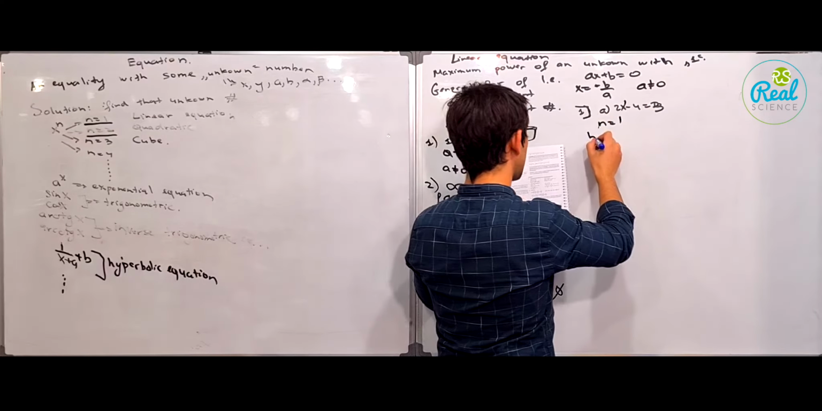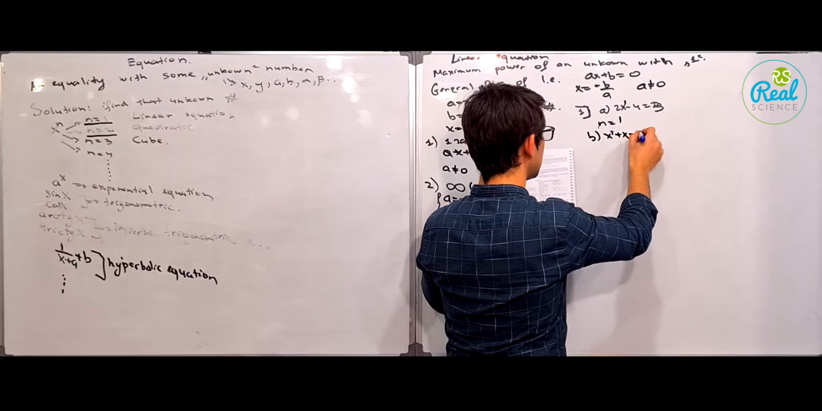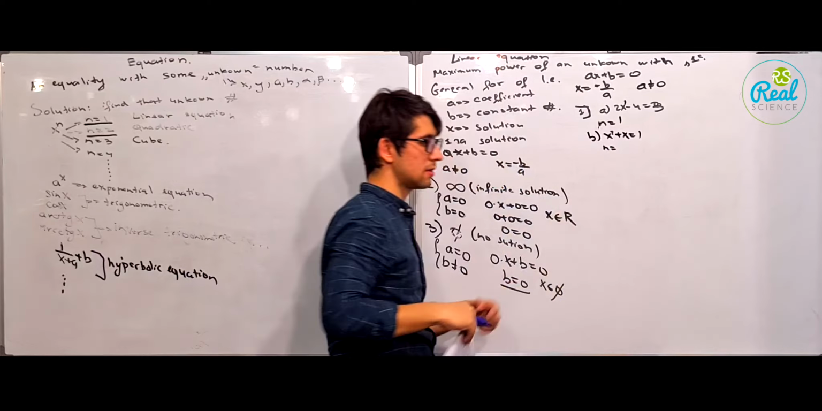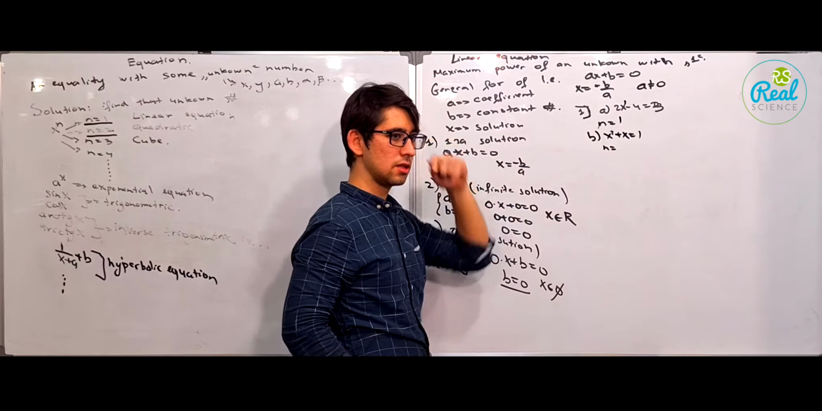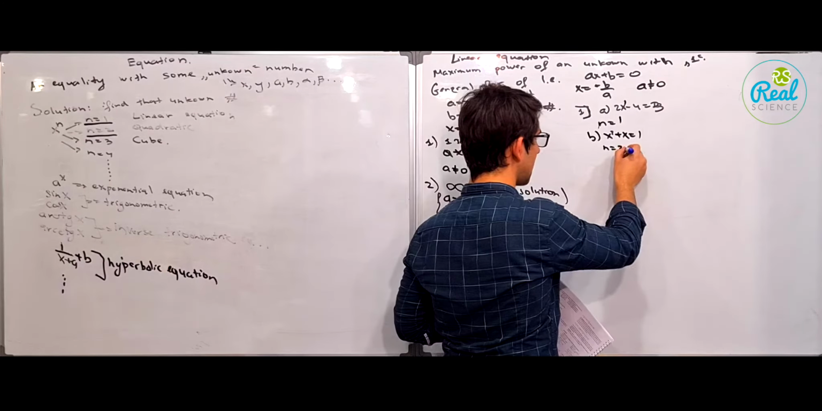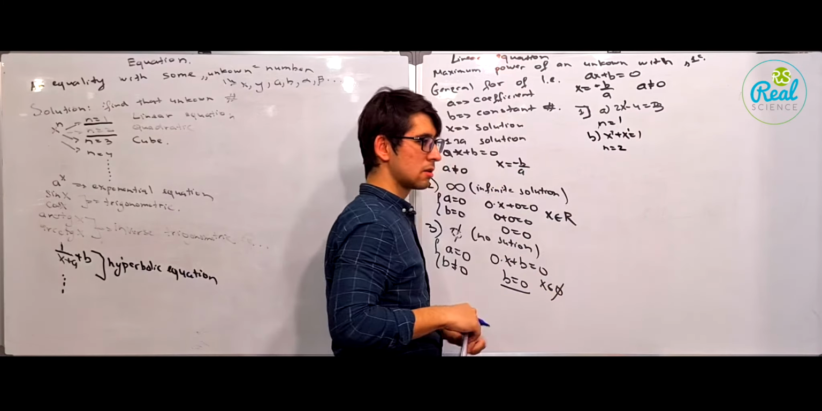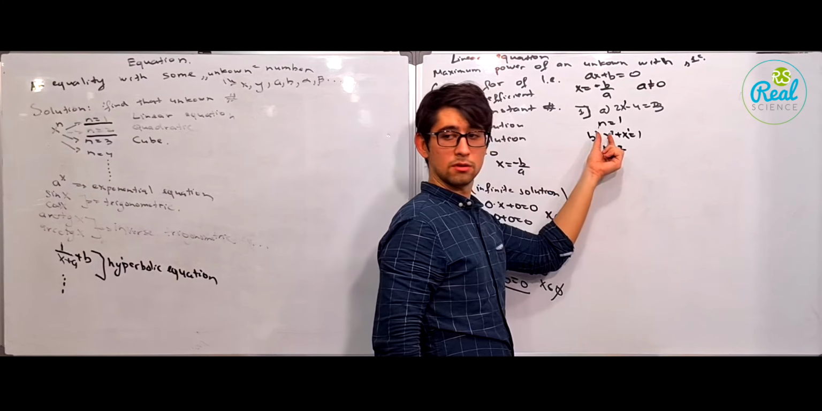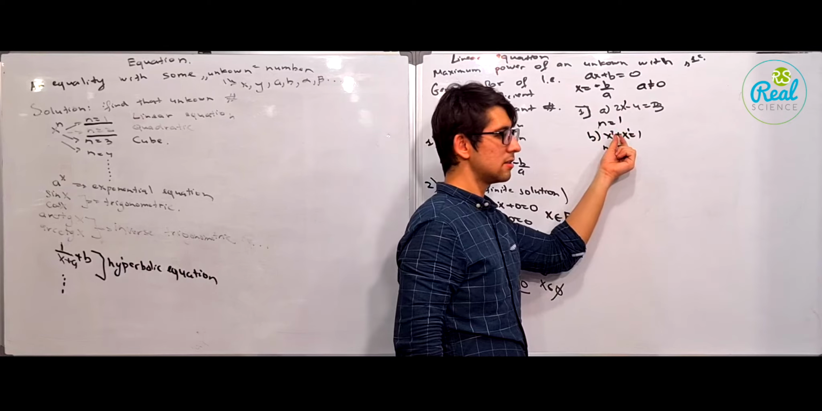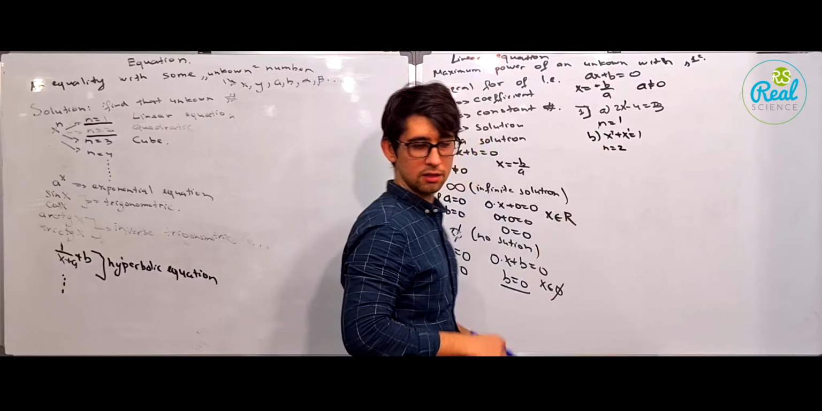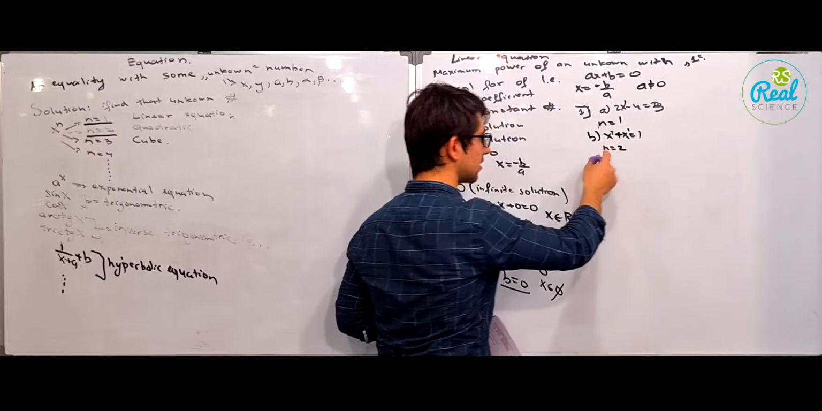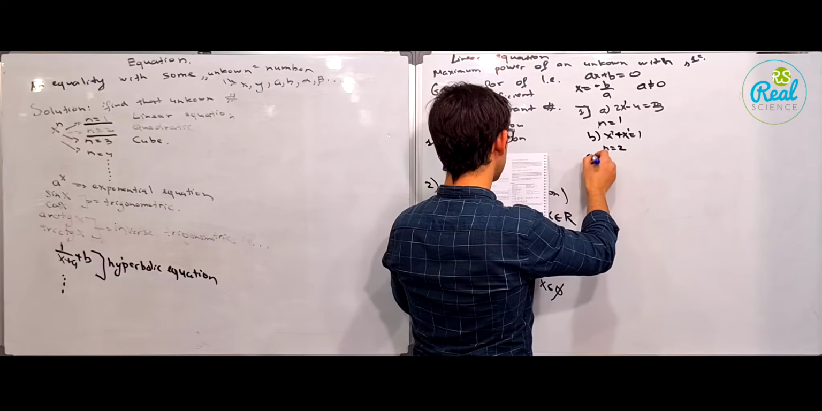B. x squared plus x equals 1. What is the degree of this equation? It is 2, right? But here we have 1 and here we have 2. Will we not add these two numbers? No, right? There is no multiplication, there is a plus sign. There is summation, right? So let's look at part C.